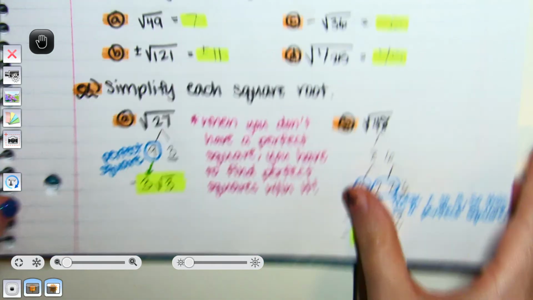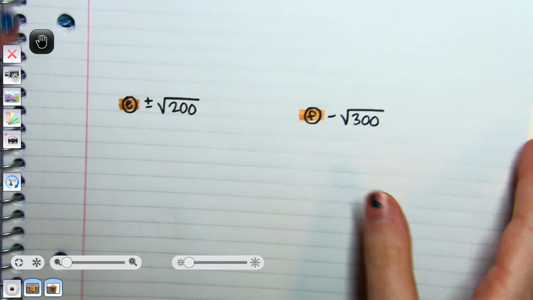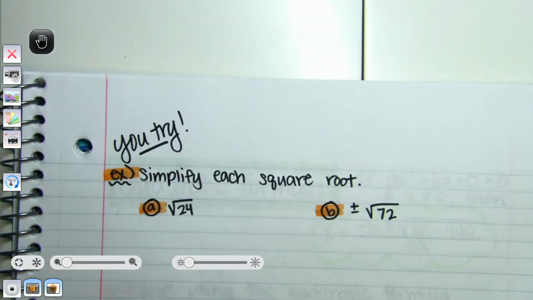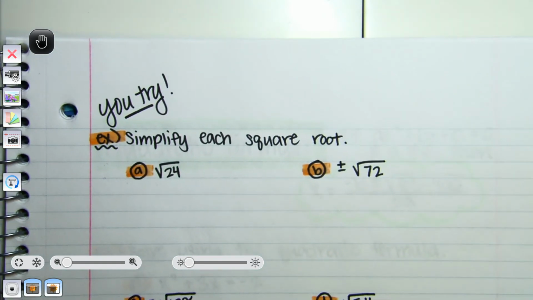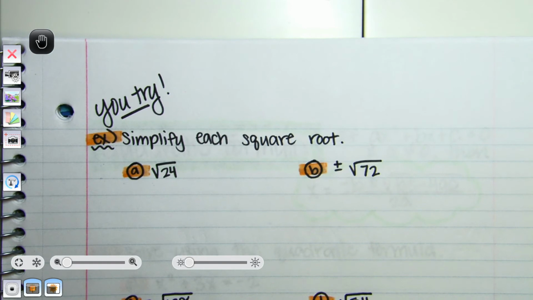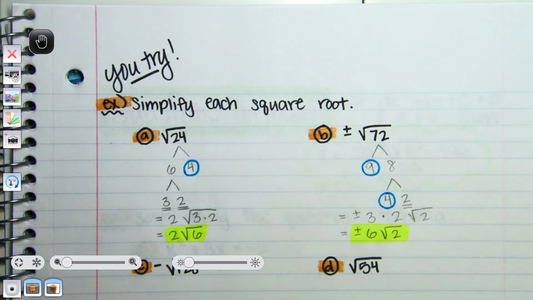All right, let's go ahead and do some where you try them on your own. So I'm going to have you do just the first 2 on your own first to make sure you're on the right track before I give you the other 4 to try on your own. So go ahead and pause this video, and when you're ready to check A and B, press play. Go ahead and check your answers for these first 2.